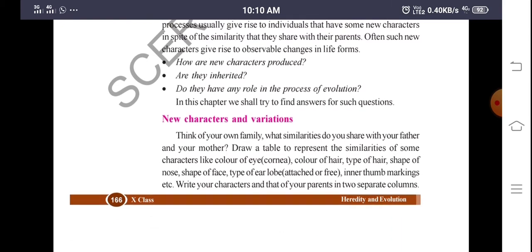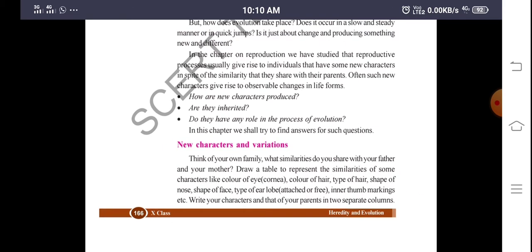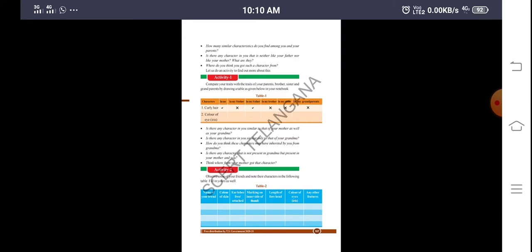So next, new characteristics and variations. Think of your own family. What similarities do you share with your father and your mother? Draw a table to represent the similarities of some characteristics like color of eye, color of hair, type of hair, shape of nose, shape of face, type of earlobe and inner thumb markings. Write your characteristics and those of your parents in separate columns.